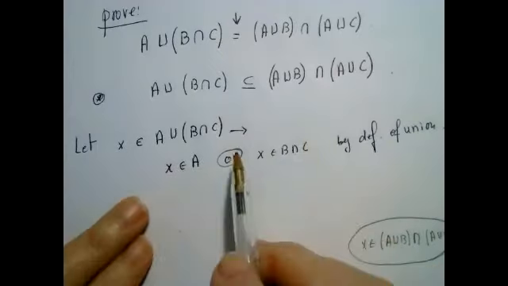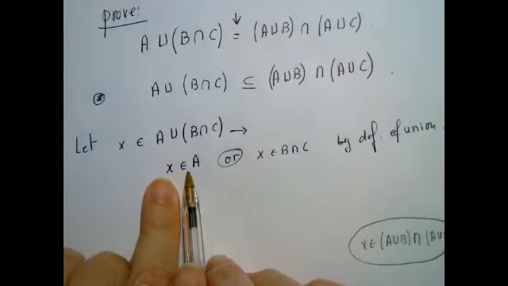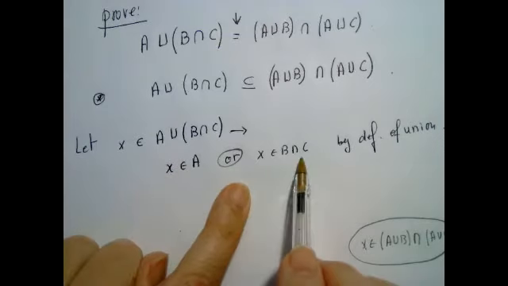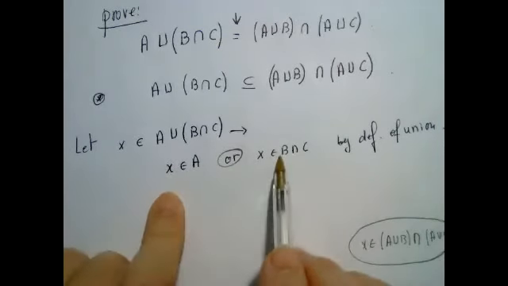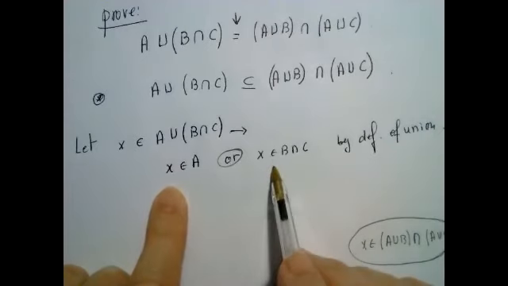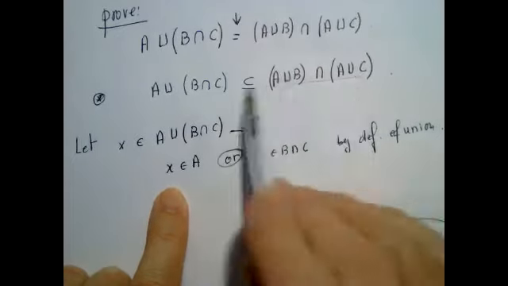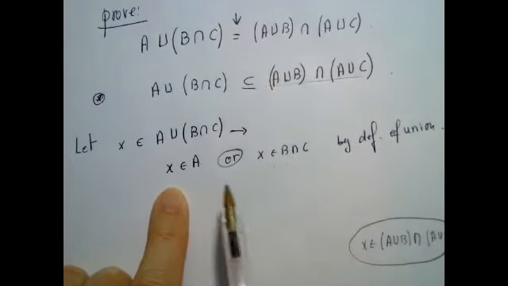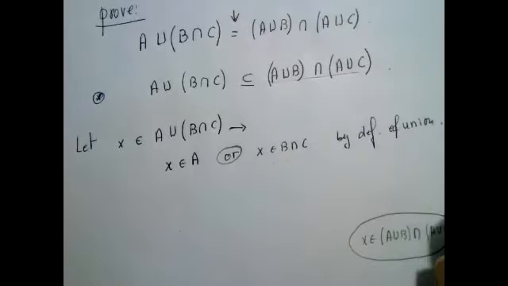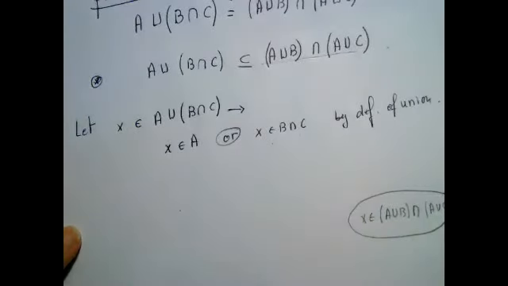Okay, so where is my X for sure? I don't know exactly where it is. It's either in A or in B intersects C. And the idea is that we have to prove that regardless of where it lands, whether here or here, this particular X I pick will end up here. That's really what I want. So what should I do at this stage?